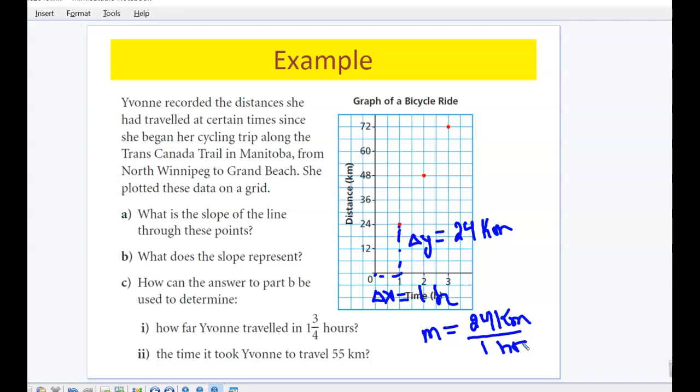So what does my slope represent? Well, what quantity is kilometers per hour? And I'm sure most of you know that that is speed. Speed is kilometers per hour. And now how can we use this answer from part B to determine the following two questions? How far Yvonne traveled in 1 3/4 hours, and the time it took Yvonne to travel 55 kilometers.